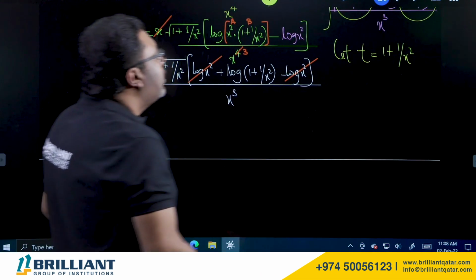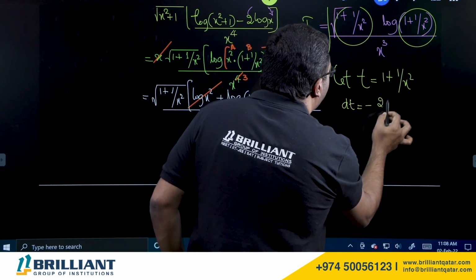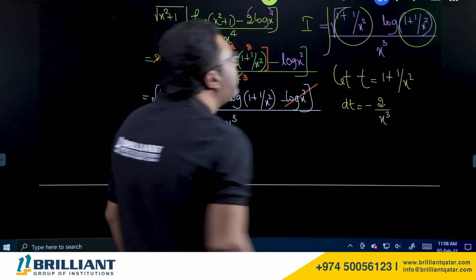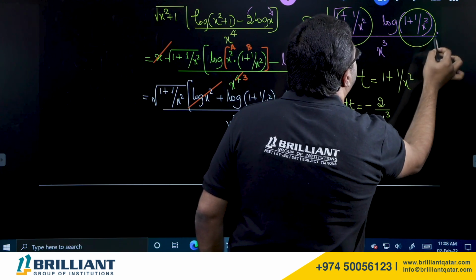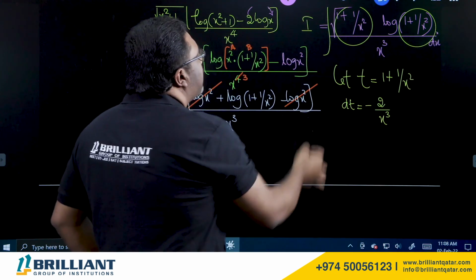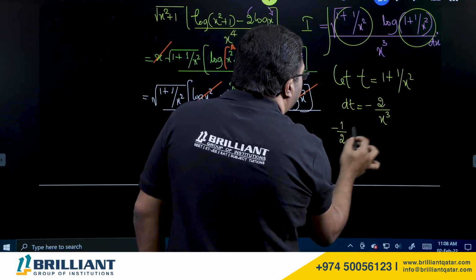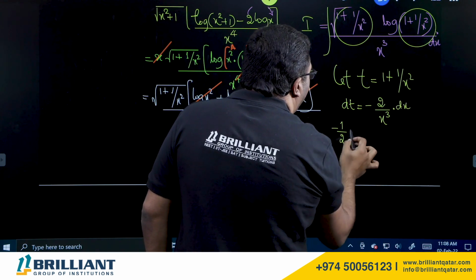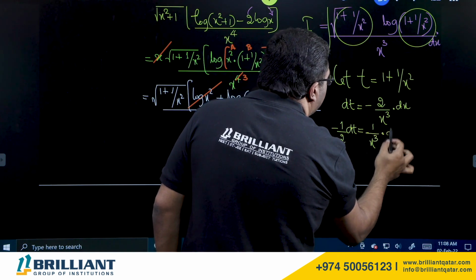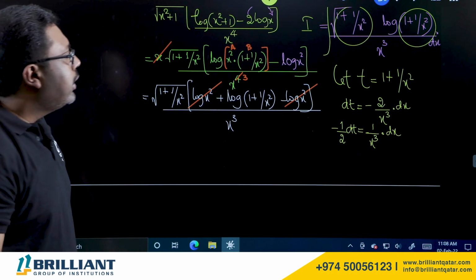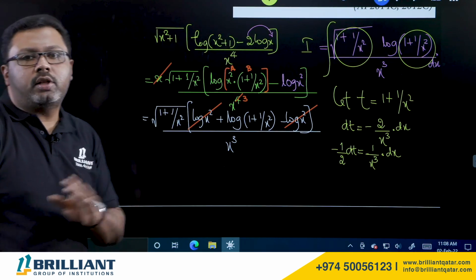Then what is the derivative? What is the derivative, all of you? The derivative says dt is equal to minus 2 divided by x cube dx. We should have written dx here. So dt is equal to minus 2 by x cube, so minus half dt is equal to 1 by x cube dx. Okay, this is the integration we have.